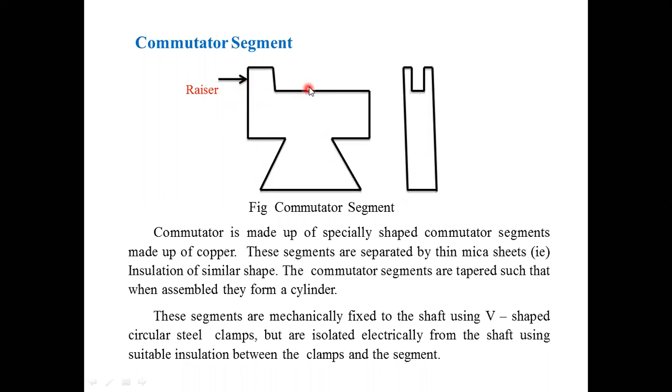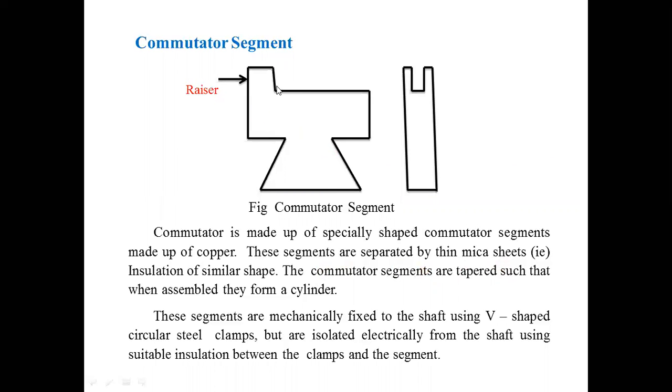The brushes are placed here, and the winding has been connected towards this side, which is the riser side. So these brushes are connected here. Therefore, this commutator is made up of specially shaped commutator segments made of copper. These segments are separated by thin mica sheets.